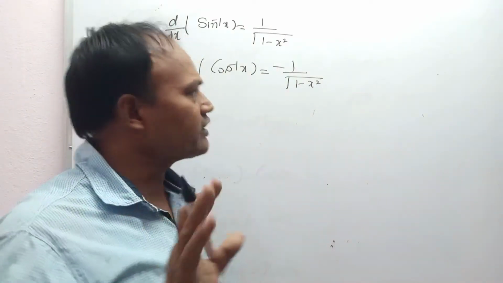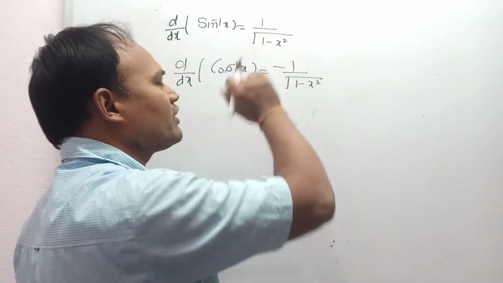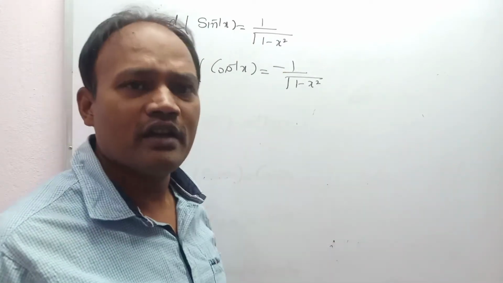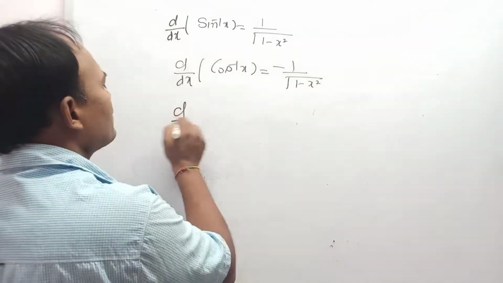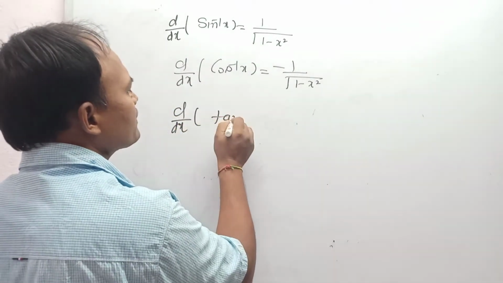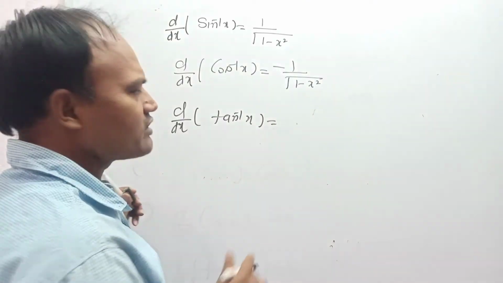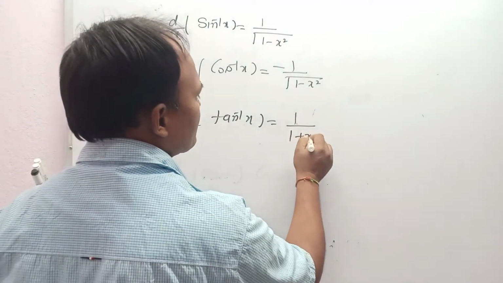So there is no difference between them, only there is a positive and there is negative. We can say that it is having positive sign and it is having negative sign. Okay, next one is d by dx of tan inverse x, students. So what is the tan inverse x? We can say that the formula of tan inverse x means 1 upon 1 plus x square.